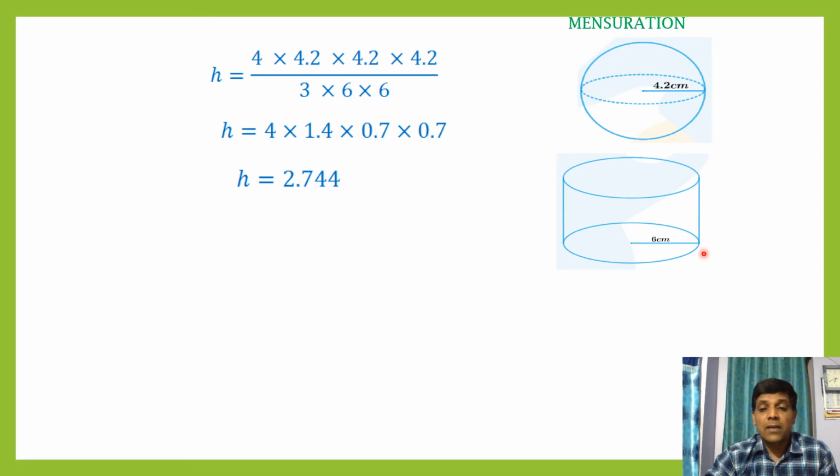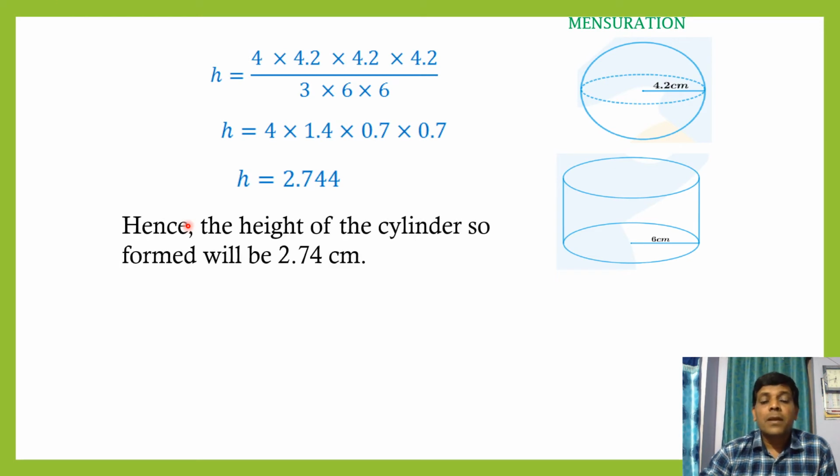So what is the value of the height of the cylinder? 2.74, or 2.744. Therefore, the height of the cylinder so formed will be 2.74 centimeters. What is the height of the cylinder? 2.74 centimeters approximately. So let us move on to the next problem.